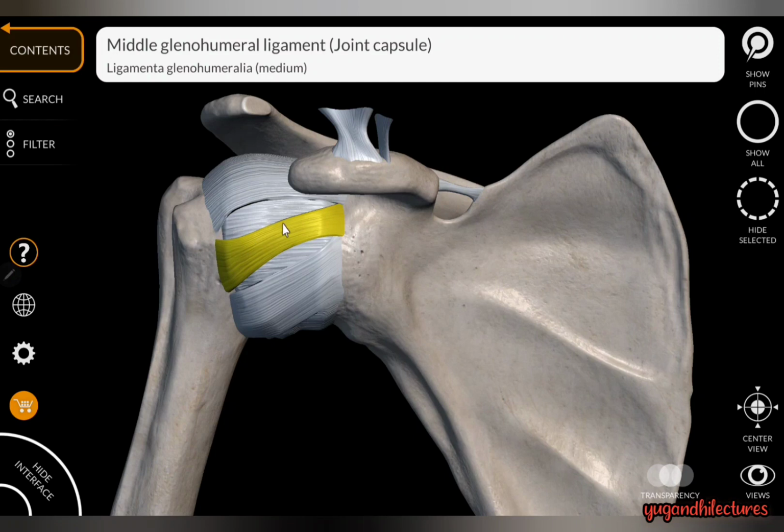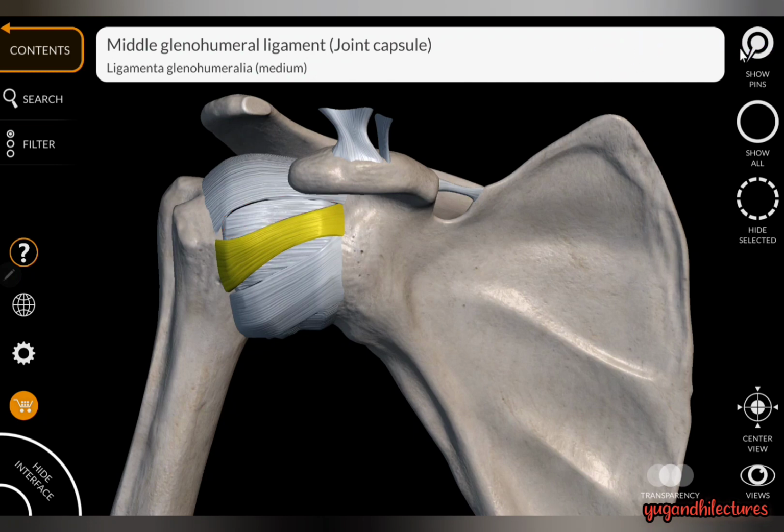So this is a very weak area. I'll show that with a pointer. See, this is the very weak area, because it is a gap between the superior glenohumeral ligament and the middle glenohumeral ligament. See, this is the superior glenohumeral and this is the middle glenohumeral. There is a gap between them, and this portion is called the foramen of Weitbrecht. This is a very weak area, and this is the common site for the anterior dislocation of the shoulder joint.